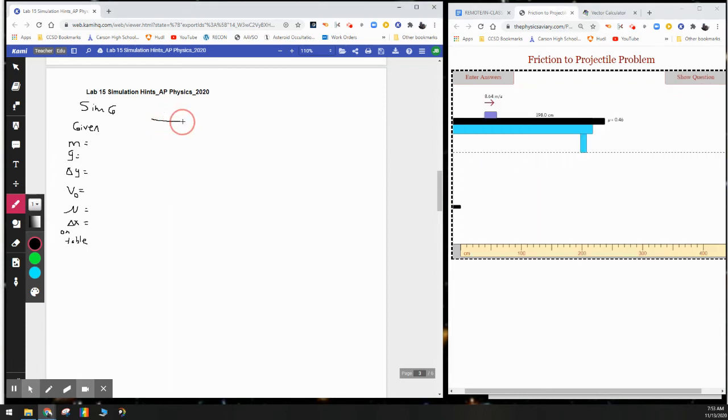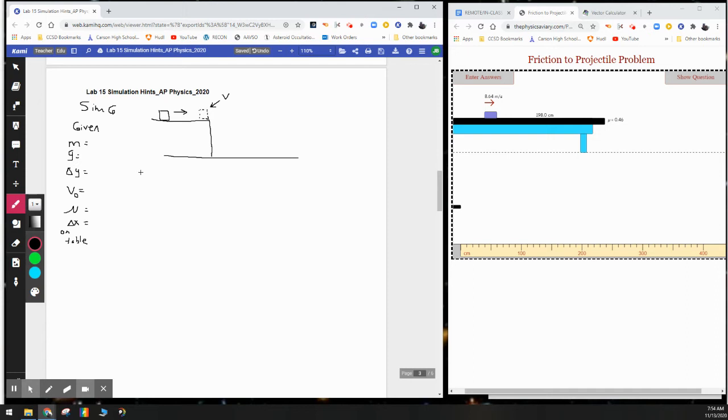So here we have our box here. We'll go like this here, and it is starting right here. So the box is moving. Our goal is to figure out what the velocity is here. Okay, that's what we need to know. In order to do that, we first have to know the acceleration, because there's friction involved.